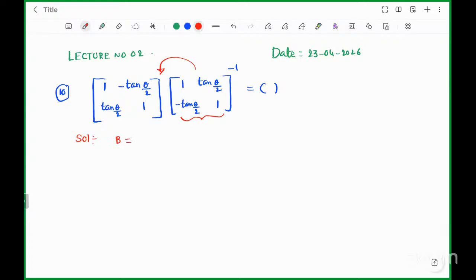B matrix, that is 1, tan theta by 2, minus tan theta by 2 and 1. So first find determinant of B, det B. Det B is equal to det of this 2 by 2 matrix, that is 1 plus tan square theta by 2.